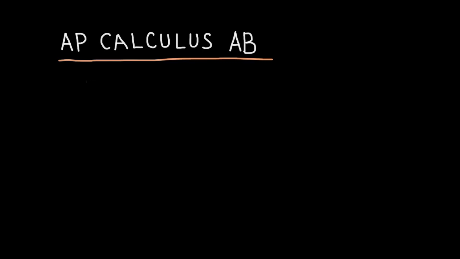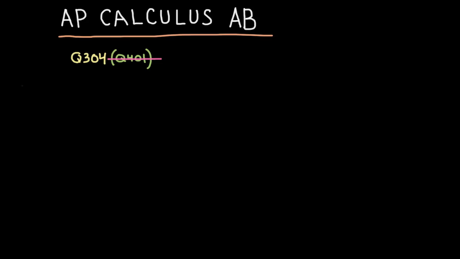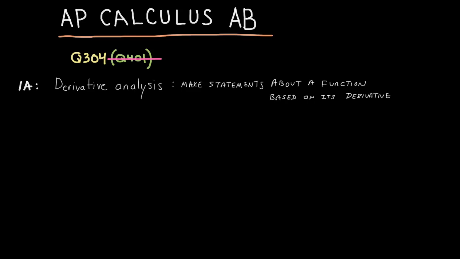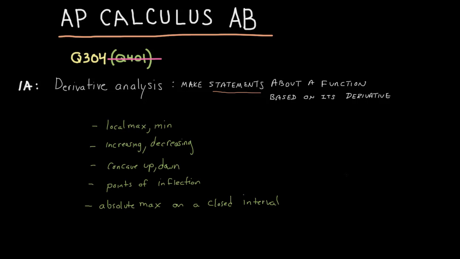The first focus here is going to be on what we have called this year Q304. It was formerly Q401. This unit consisted of 4 lessons. Lesson 1A. This lesson was on derivative analysis, where we make statements about a function based on its derivative. These statements include identifying where a function has a local max or local min. That's where we say derivative goes from positive to negative and equals 0, etc.